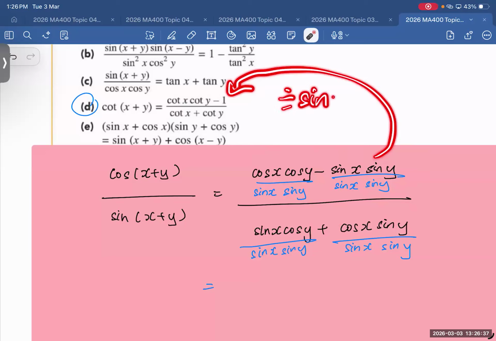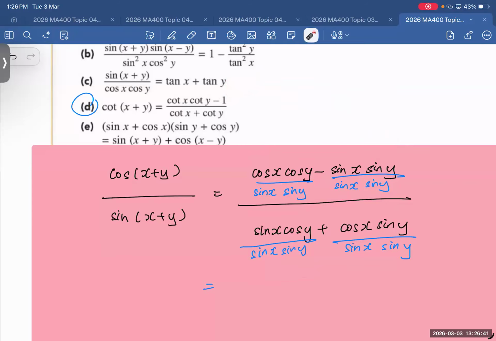If I want this to look like that, I just divide by sine x sine y. And that's exactly what I do. Divide by sine x sine y, and your answer will come to you.